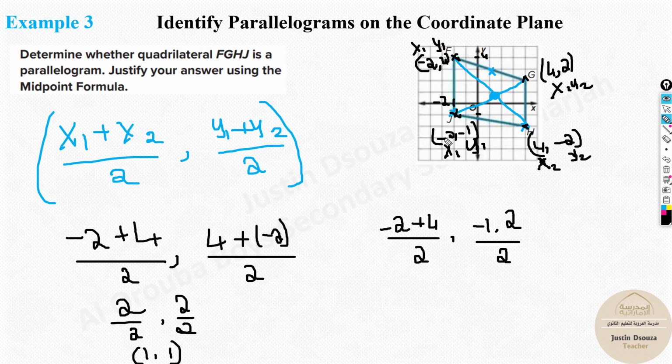Let me just double check it. -2 plus 4 divided by 2, -1 plus 2 divided by 2. Just double check your substitutions, because sometimes you substitute wrongly and then your answer will be wrong. So be careful. Here, -2 plus 4 is 2, divided by 2. And what about this? It's -1 plus 2, that is 1, divided by 2. The answer is 1, comma, half is 0.5, isn't it?